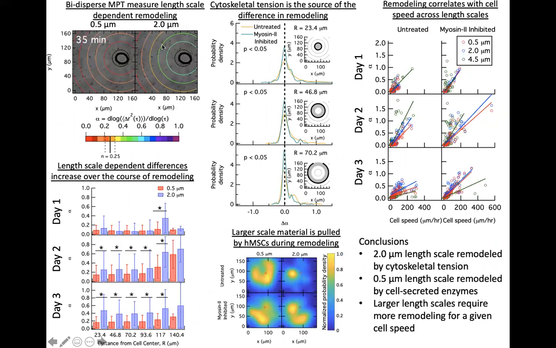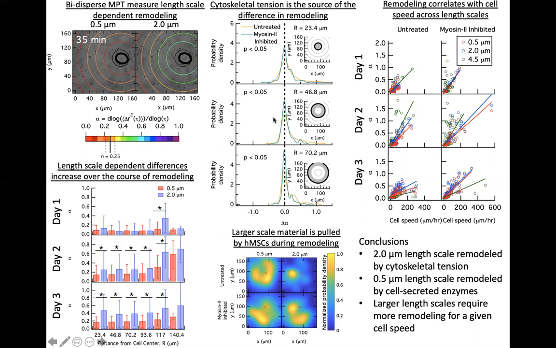So some of the results from this work, we've shown that the 2 micron length scale is more heavily remodeled in regions nearer the cell center, as is shown in these two images, than the half micron length scale. And we've shown that over the course of the experiment, we see significantly more remodeling on the 2 micron length scale than on the half micron length scale, especially on days 2 and 3 post encapsulation.